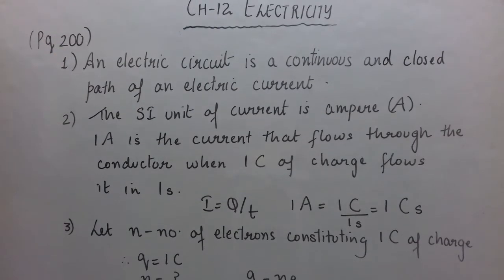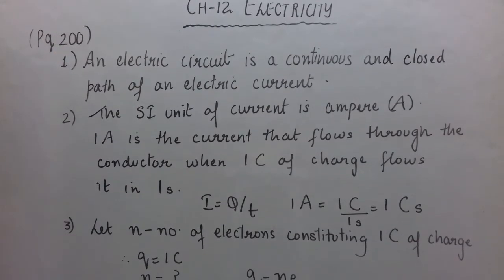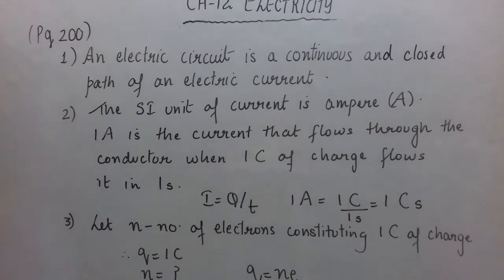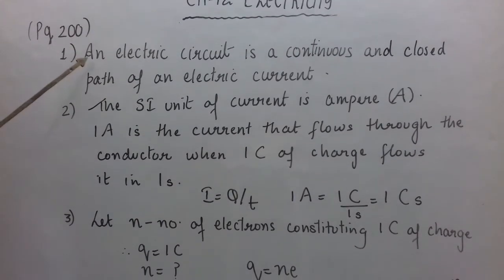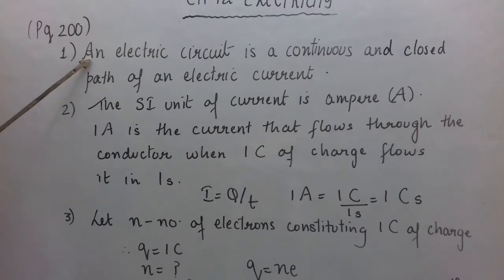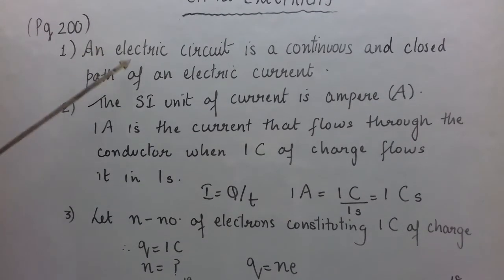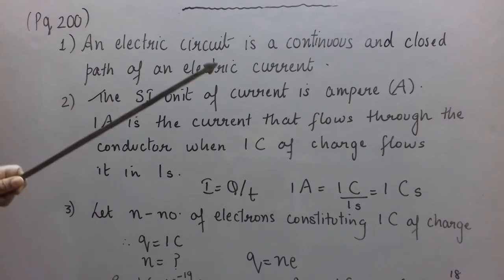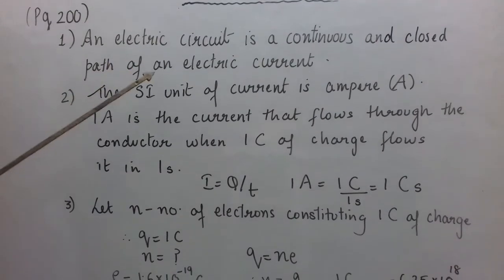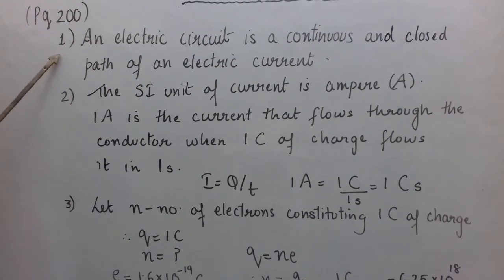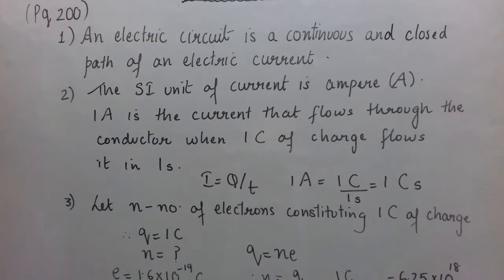Here the first question is, what does an electric circuit mean? So here we have the definition of an electric circuit. You know that an electric circuit is a continuous and closed path of an electric current. So this is what you are supposed to write for the definition of electric circuit.